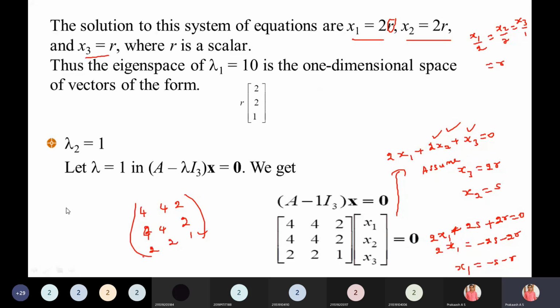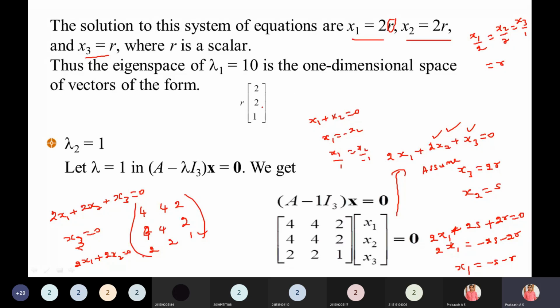Same thing, another method, the shortcut method, is very easy. So 2x1 plus 2x2 plus x3 equal to 0. If it is like that, we have to assume one value is 0. I assume x3 equal to 0. So what I will get, 2x1 plus 2x2 equal to 0. From that x1 plus x2 equal to 0, so x1 equal to minus x2. From that x1 by 1, x2 by minus 1.